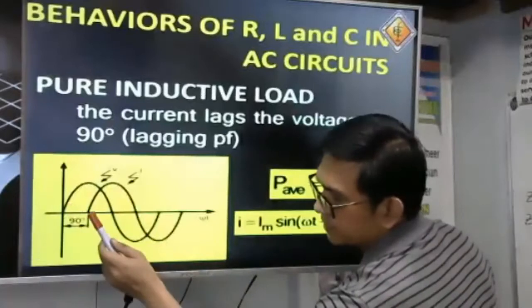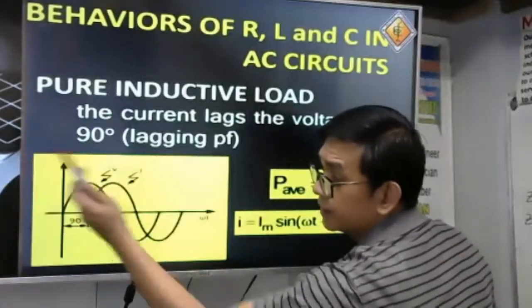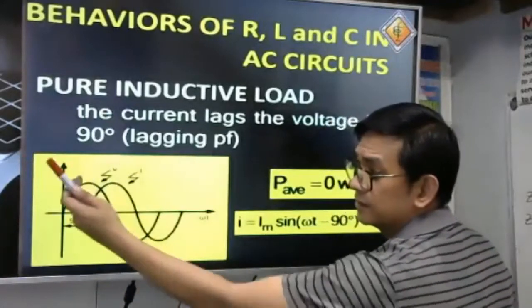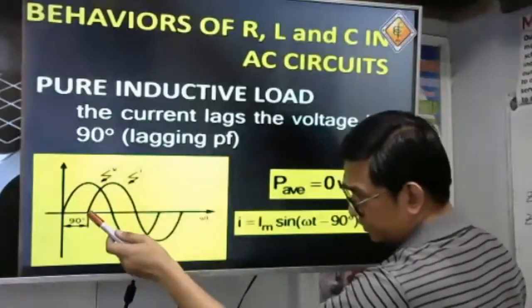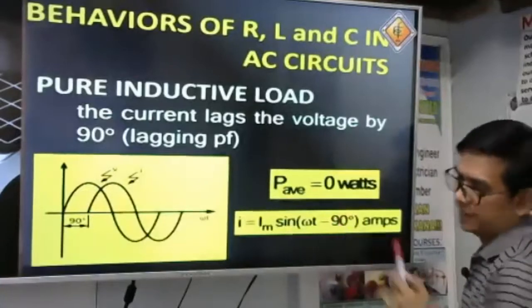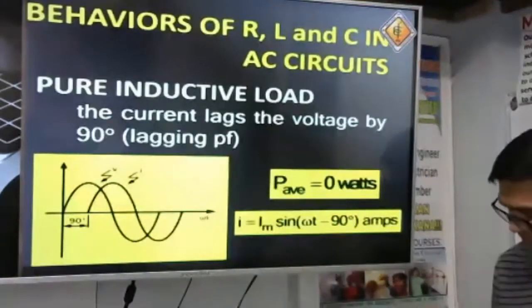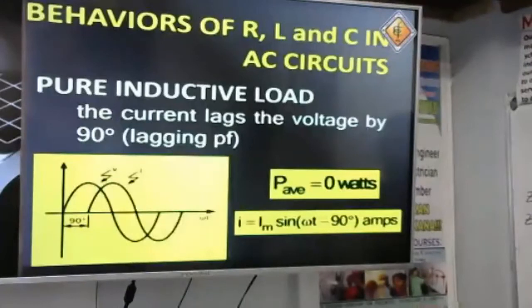Because the starting point here is already on the right side, that is why this should be minus. So that is minus 90 degrees. Okay, so let us continue this.